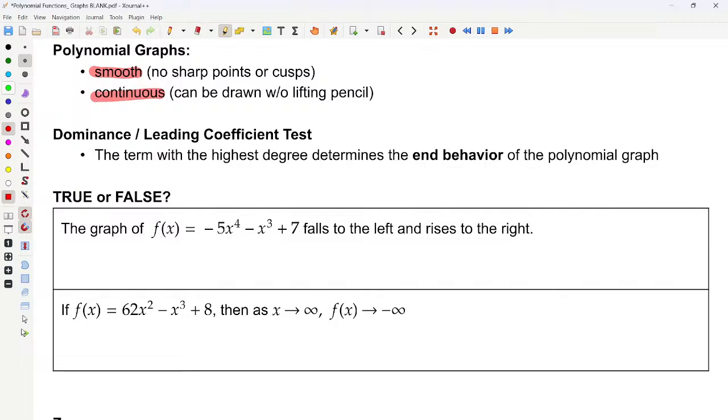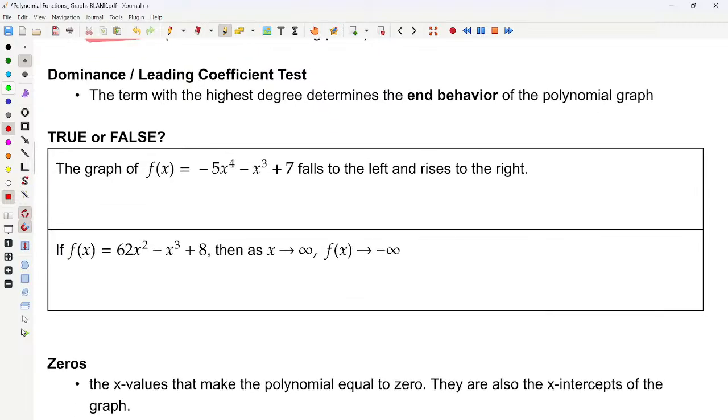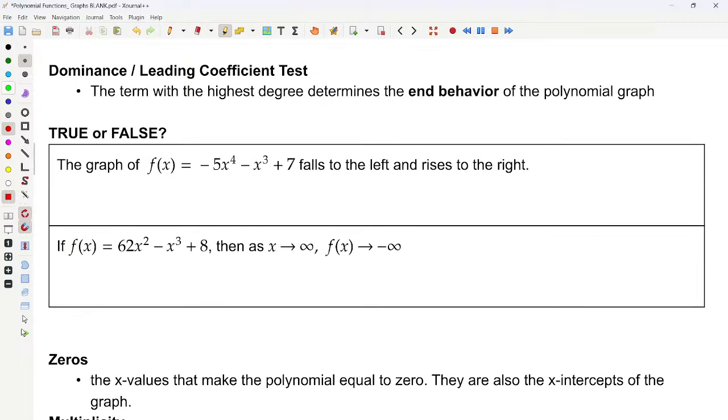So therefore, if we need to determine the end behavior, we only need to look at the highest power. That will determine the end behavior of the polynomial. So a typical easy question, if you know it, you know it. If you don't, you don't.